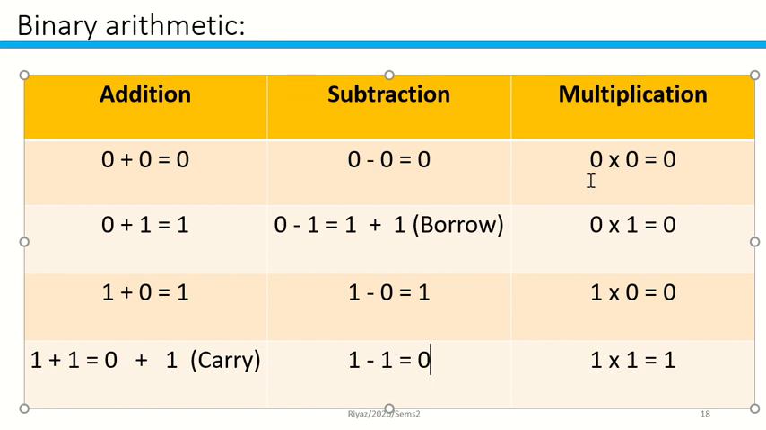And multiplication, 0 times 0 is going to be 0. 0 times 1 going to be 0. 1 times 0 going to be 0. 1 times 1 going to be 1.